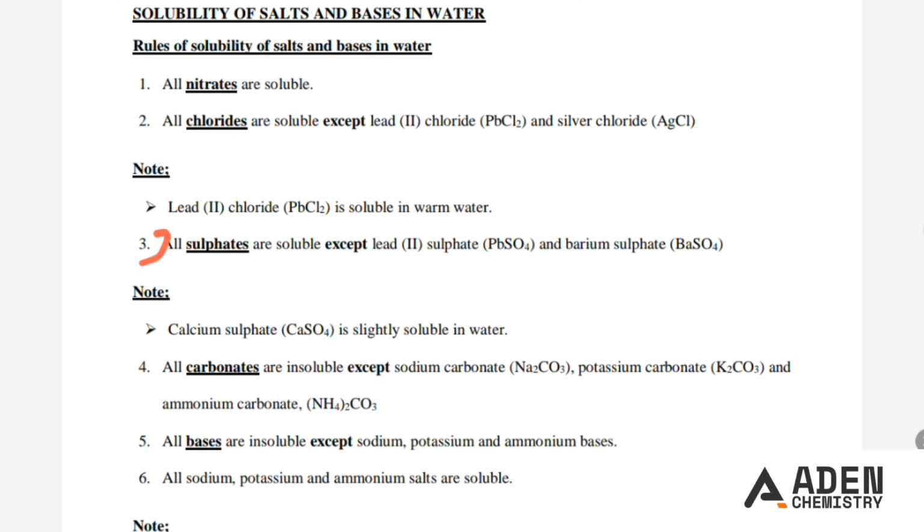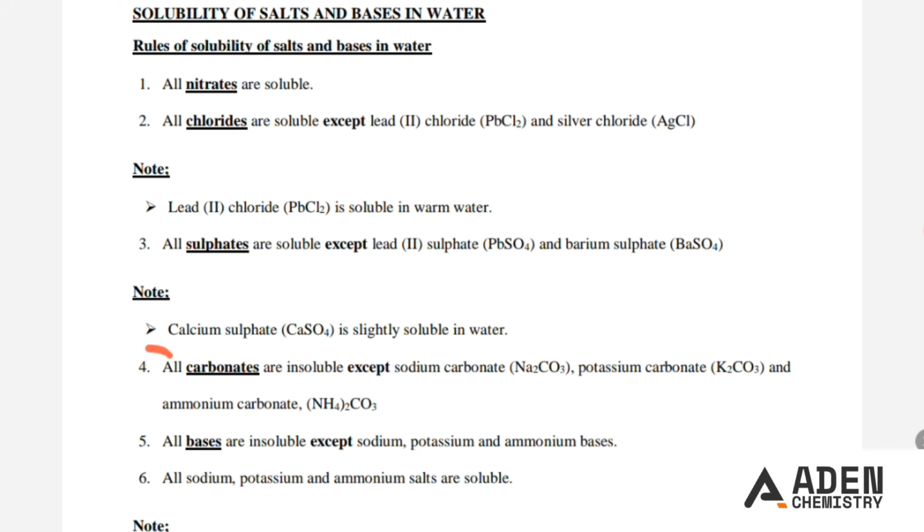Rule number 3: all sulfates are soluble except lead(II) sulfate, which is written PbSO4, and barium sulfate, written BaSO4. Note here that calcium sulfate, which is written CaSO4, is slightly soluble in water. So you have to know that. All sulfates are soluble except 3: lead(II) sulfate, barium sulfate, and also calcium sulfate, which we said is slightly soluble in water. That means it's not completely soluble in water.